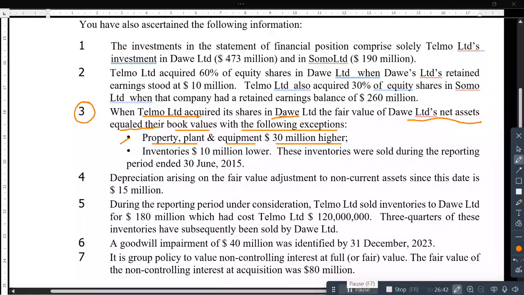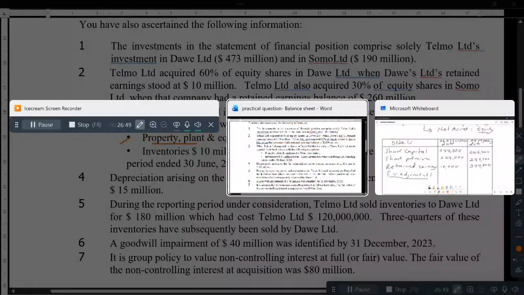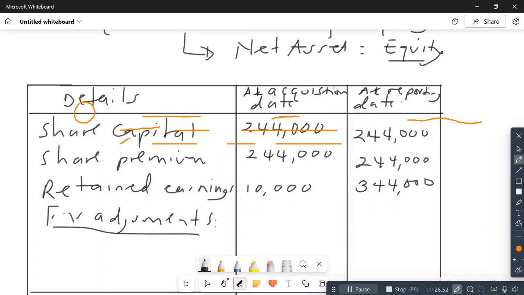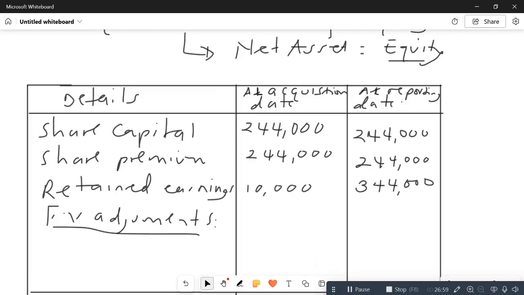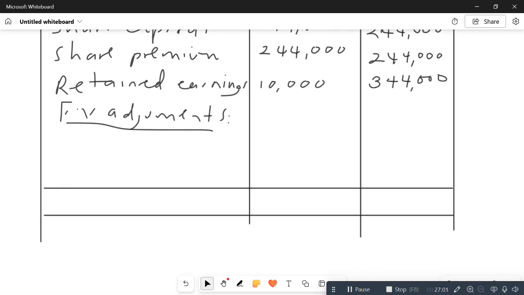Though that statement may not be disclosed to you, what you do is just go to your net asset summary and add this PPE or any item, just go and adjust it. Here you bring your PPE. At acquisition date, it was 30 million. We shall check what about at reporting as we move on.